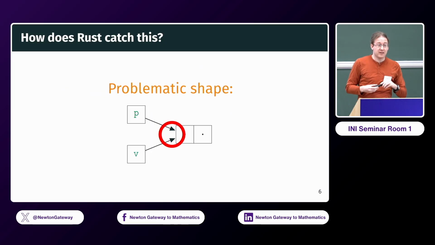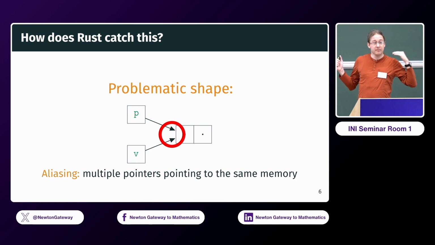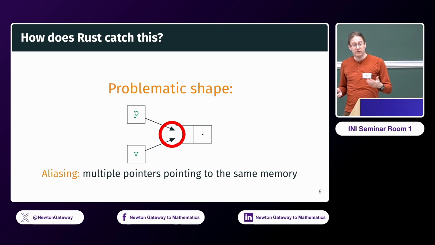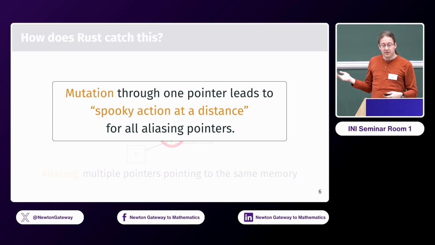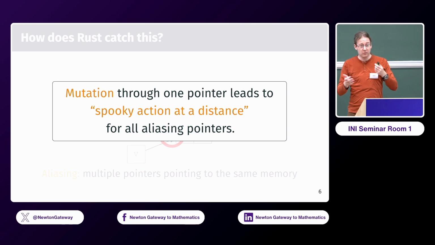Well, the key insight of the designers of Rust is that this is the problematic shape that we have to prevent. We have two pointers or references to the same data. This situation is called aliasing. And now we are using one of those to perform a mutation, or in this concrete example, a deallocation of the relevant memory. And from the perspective of the other pointer, p, this is kind of a spooky action at a distance, right? We didn't do anything with p, but suddenly p goes away.